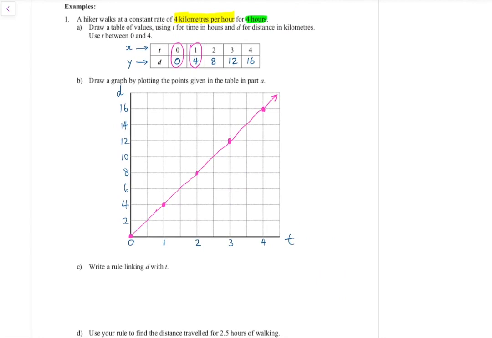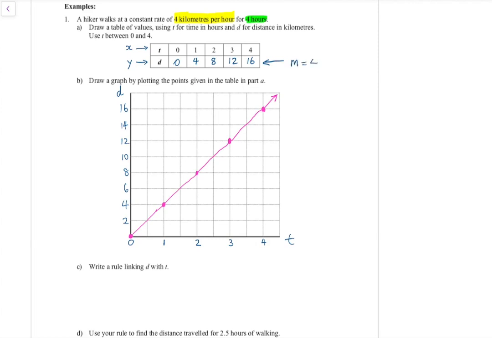Part C says, find the rule linking D with T. Now I can do this two ways. I can use the table from part A, or I can use the graph from part B, and I'll show you both ways. If I'm going back to the table from part A, remember, it was many lessons ago now, where we looked at the y row and we said, what is it going up by? Well, this is going from 0 to 4, then 4 to 8, 8 to 12, 12 to 16. It's going up by 4.